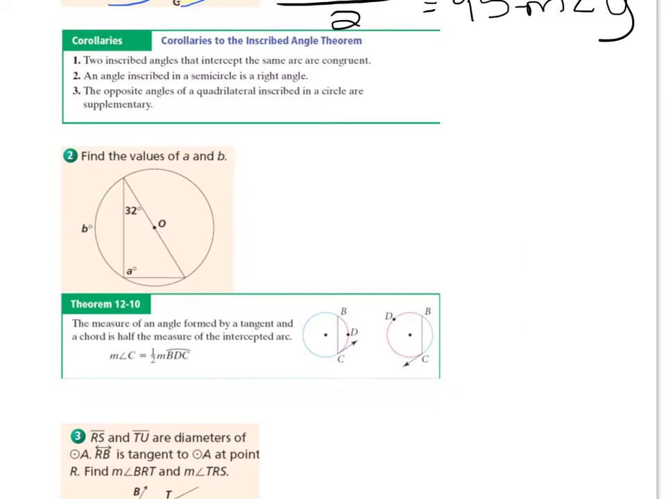And then number 3 says the opposite angles of a quadrilateral inscribed in a circle are supplementary. This will come in handy if you can remember it, because there's been times that I forget about this and I do a lot more work than what's needed. So opposite angles of a 4-sided figure that's inside a circle would be supplementary. If you can remember that, you'll save yourself some work in the end.